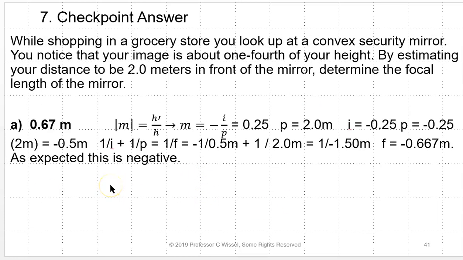It is 0.67 meters. Magnification is h prime over h, or minus I over P, and we were given that it's 0.25. P is 2 meters. I will be minus 0.25 times P, or minus 0.5 meters. 1 over I plus 1 over P equals 1 over F, so we plug in what we know. We find the focal length is negative 0.667 meters. We kind of expected that because it's a security mirror.